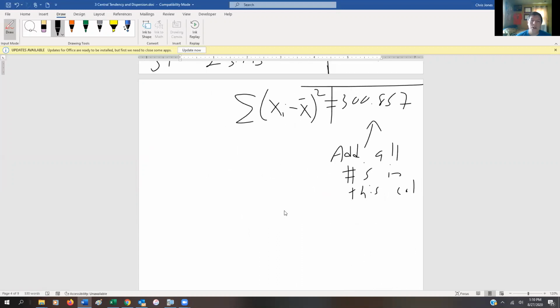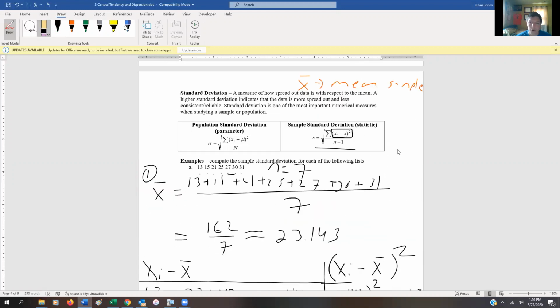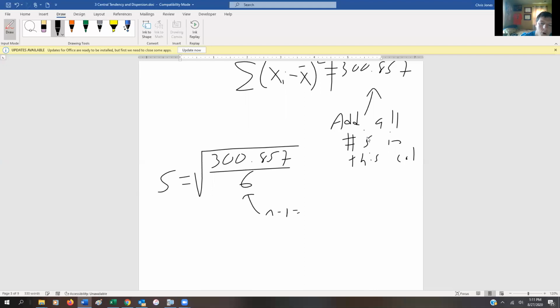The standard deviation is this formula. We are almost done with this, so hang in there. Standard deviation is this formula right here. We're going to take the number that we just got, divide it by n minus 1, and then put it in the square root. So for s, which is our sample standard deviation, that's the square root of 300.857 divided by 6. And how do we get 6? That's n minus 1, or 7 minus 1.